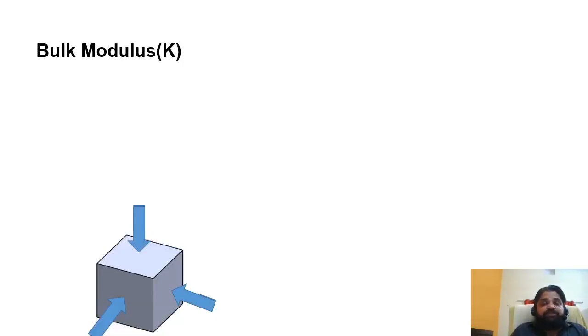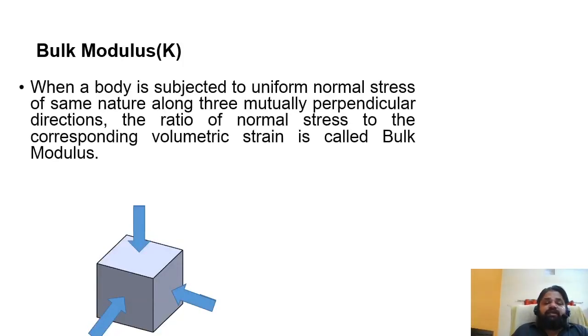From there, this relation, the earlier relation we have just discussed, dV by V is equal to εv, which is equal to (sigma x plus sigma y plus sigma z) by E into (1 minus 2 nu). We just now discussed this. The same thing has been extended over here.